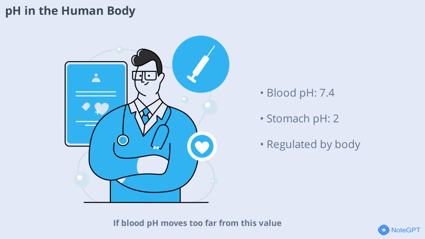If blood pH moves too far from this value, it can lead to serious health problems. Our stomach, on the other hand, is very acidic, with a pH of about 2, which helps digest food. The body uses various mechanisms to maintain the right pH in different organs and fluids.